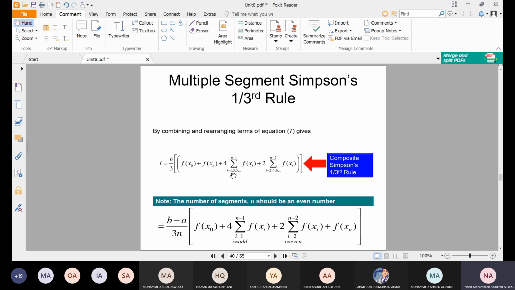We take the odd numbers 1, 3, 5, 7, etc., up to n minus 1. This is f(xi), plus 2 multiplied by the sum over the even numbers, otherwise i is 2, 4, 6, up to n minus 2, multiplied by f(xi).